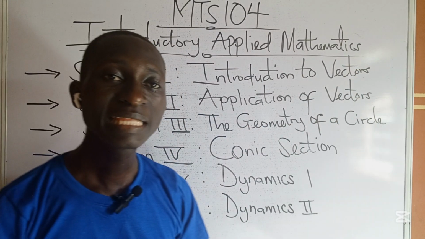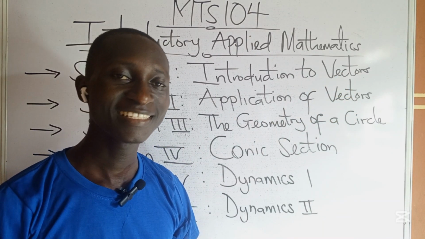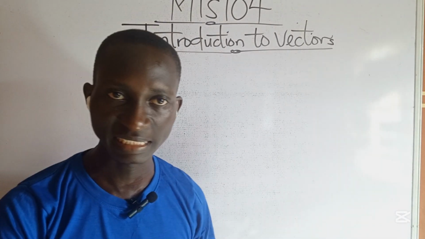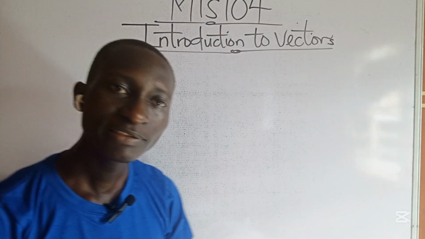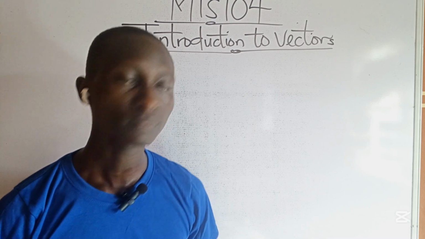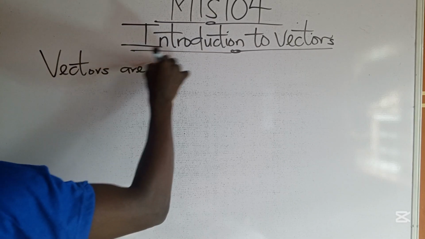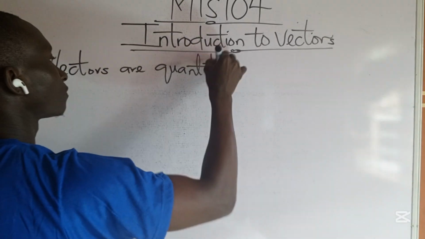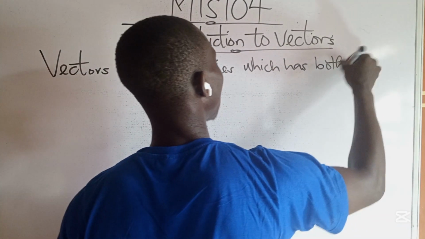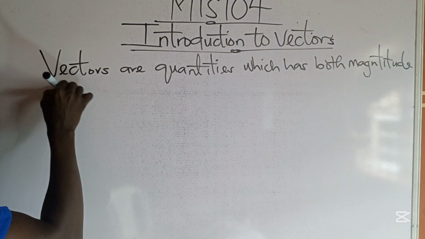Now, from our fundamental knowledge of physics, the word vector should not be a new thing, right? Now let's get to know what a vector is together. Know that vectors are regarded as a quantity in physics. Vectors are quantities that have both magnitude and direction.